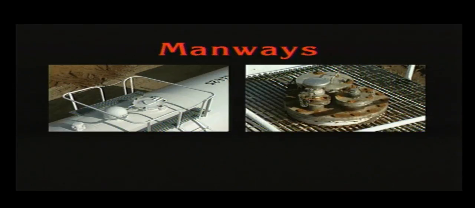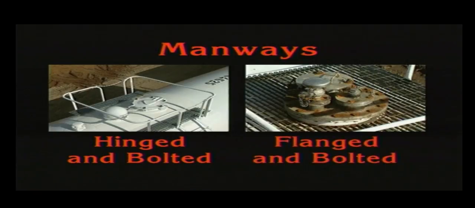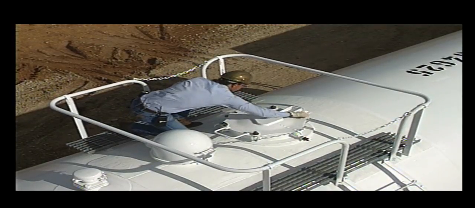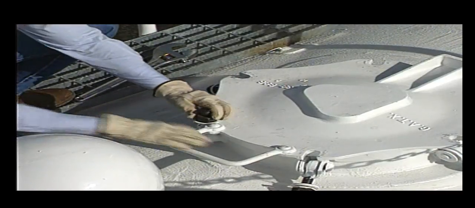We will now turn our attention to the manways. There are two basic styles: the hinged and bolted manway, primarily used for access, and the flanged and bolted manway, used for access and the mounting of various fittings arrangements. The nuts on all but the safety bolts are loosened, and the eye bolts are removed from the cover. The nuts on the safety eye bolts are then loosened.